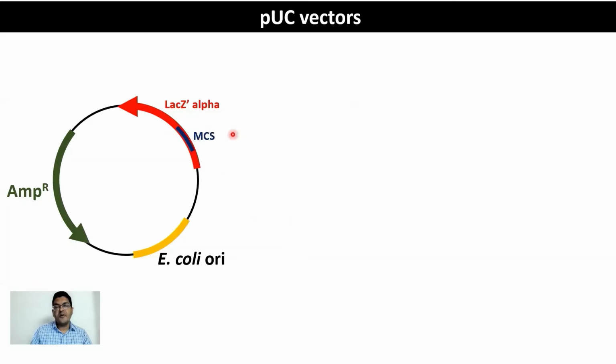So now when you have a recombinant plasmid, the lacZ prime alpha locus is disrupted, and therefore this cannot synthesize an alpha fragment. However, in a self-ligated plasmid, the lacZ prime alpha locus is intact, and therefore this can synthesize the alpha fragment, which can then combine with the omega fragment from the host and give you a functional beta-galactosidase. So that's the whole strategy behind blue-white screening.